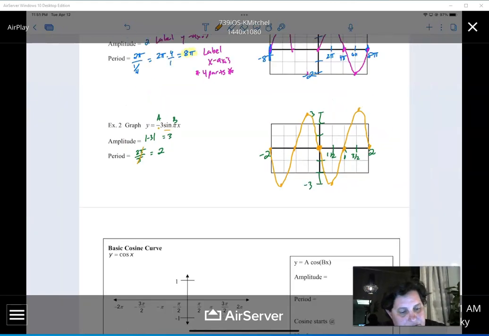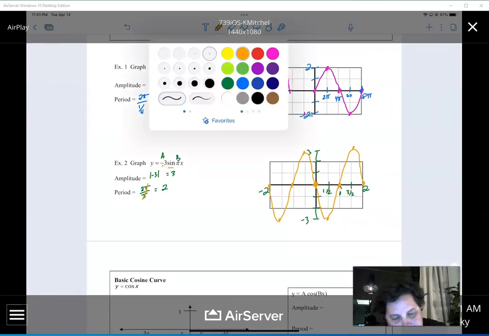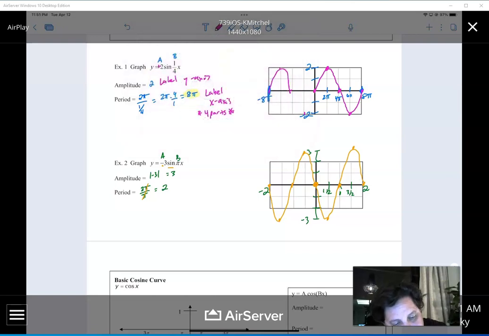All right, so really, these look the same. What the heck happened here? Okay, these look very similar. One's going down, one's going up. All right, and their heights are different. But other than that, just because of the way that I labeled it, the graphs kind of look very similar. Okay? Okay, sweet.